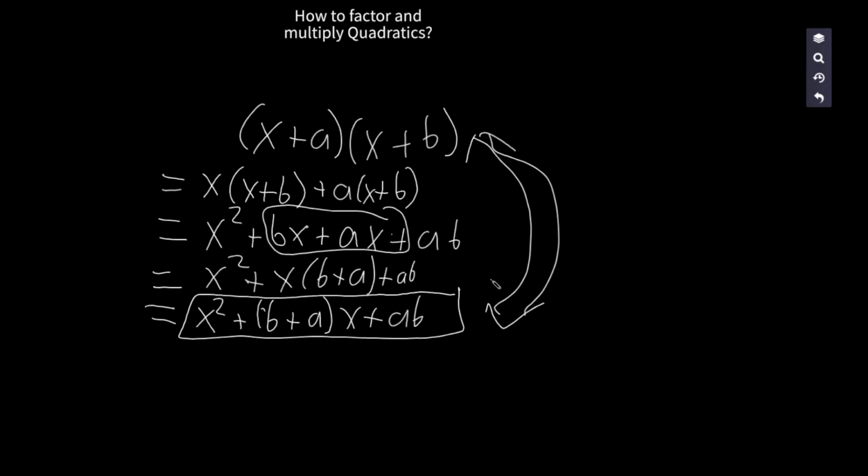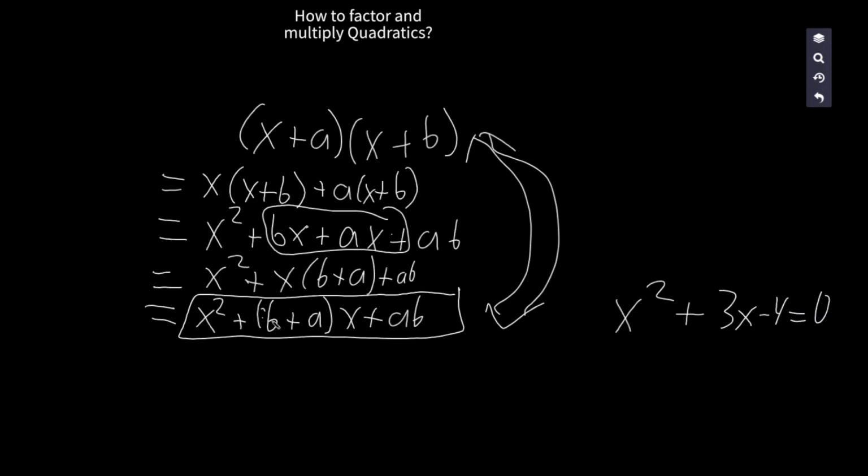So let's go back to our previous problem: x squared plus 3x minus 4. And now we want to write this in factored form, or equals 0. So we can actually use this.